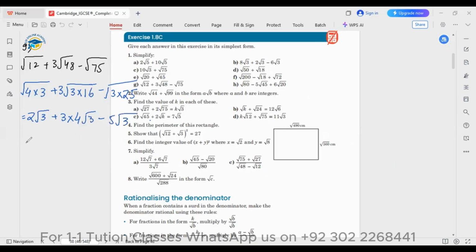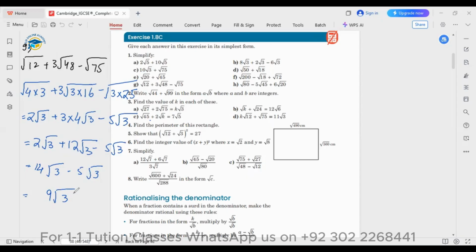So simplify this a bit. 2 square root 3 plus 4 3 times will be 12 square root 3, and negative 5 3 times will be 5. Sorry, this is just 5 square root 3. So addition and subtraction, now we need to do 12 and 2 will be 14 square root 3, and from this we need to subtract 5 square root 3. So from 14, if I'm going to subtract 5, this will be 9 square root 3.